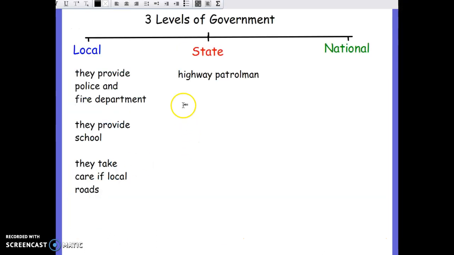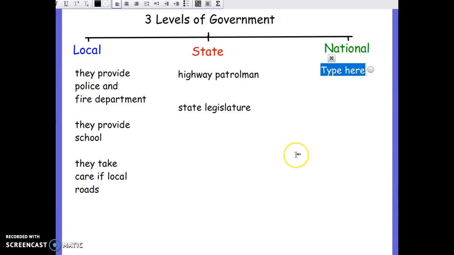The state government has a state legislature that meets in Austin, and those state legislature, the state representatives and Senate, pass laws for the state of Texas. Okay, so the state provides a state legislature that creates new laws for us to follow and obey to make sure our state is a nice, safe place to live.